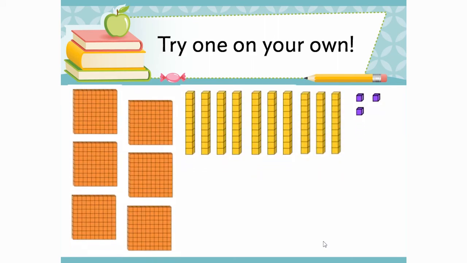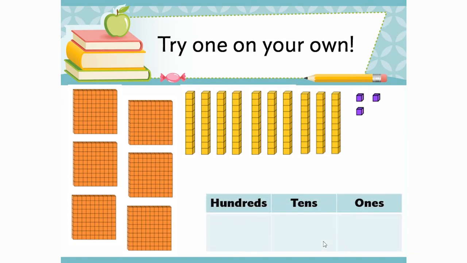You can pause the video now and try it on your own, or walk through it with me. I see that I have hundreds, tens, and ones, so I set up my place value chart. I see that there are 6 hundreds, 10 tens, and 3 ones. So my number could look like this.